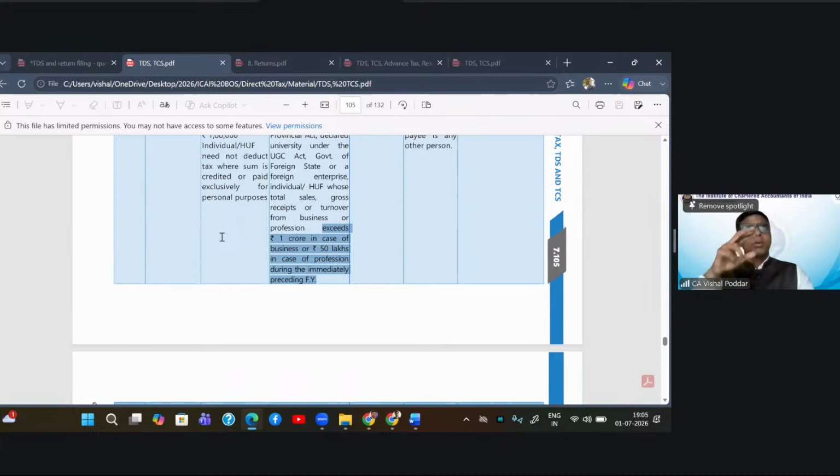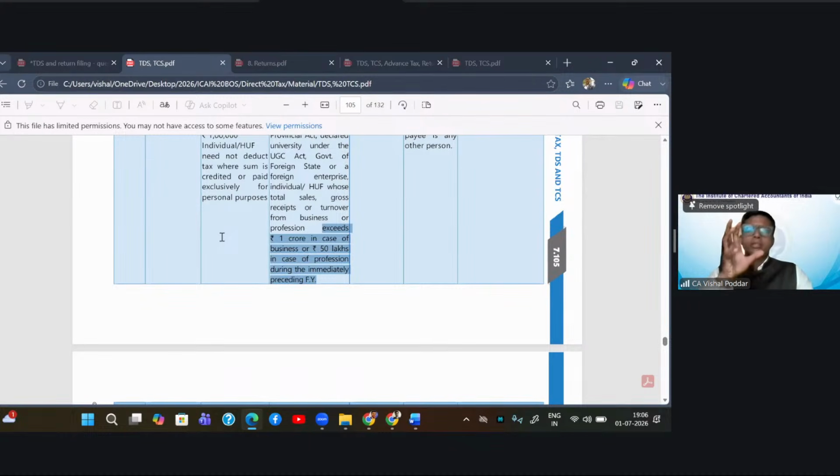Why? Because when I'm not making you maintain books, how can I, as a tax officer, check tomorrow whether you have correctly deducted TDS or not? Because for checking that, you should have maintained books and recorded each and every payment in detail. What is the nature of payment? What is the amount paid? Only then can I check whether the nature of payment is one of these and the amount has exceeded the threshold. So understand the logic.